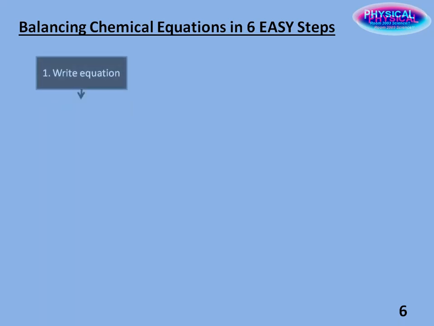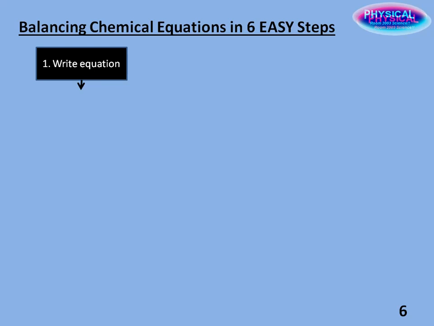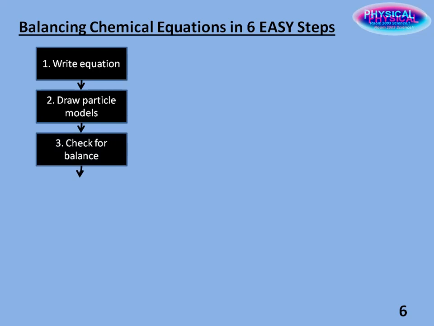So the first step, step 1, is write the equation. This is perhaps the easiest part. Step 2 is draw particle models. When you're getting started with balancing chemical equations, it is important to make it as visual as possible. This will really help you. So step 2 is key, to draw these particle models. Step 3, check for balance.